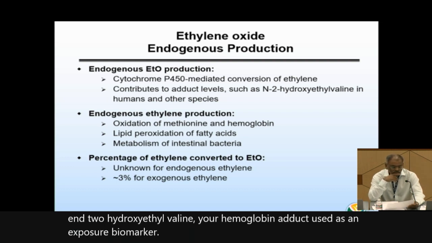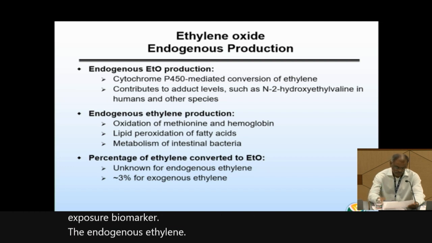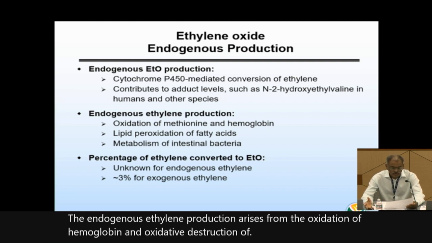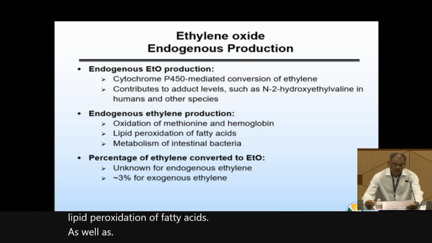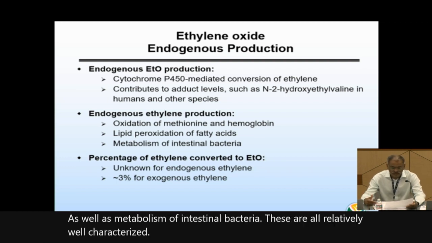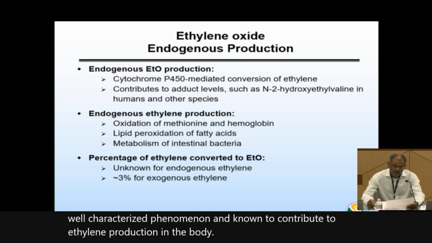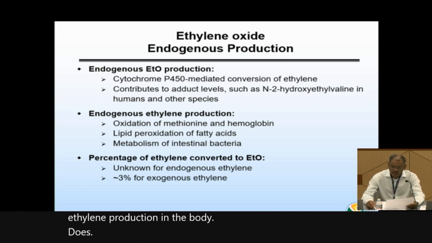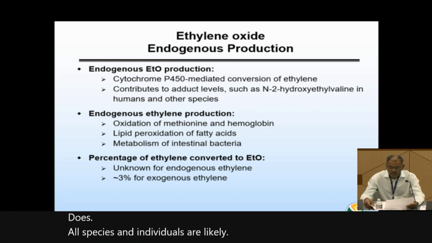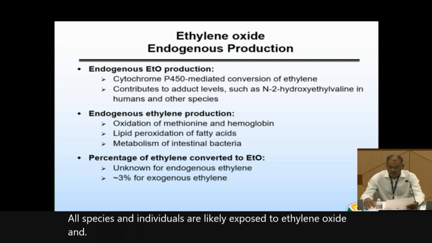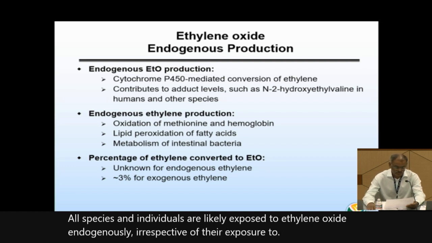The endogenous ethylene production arises from the oxidation of hemoglobin and oxidative destruction of methionine or lipid peroxidation of fatty acids, as well as metabolism of intestinal bacteria. These are all relatively well-characterized phenomena and known to contribute to ethylene production in the body. Thus, all species and individuals are likely exposed to ethylene oxide endogenously, irrespective of their exposure to exogenous sources in the air.